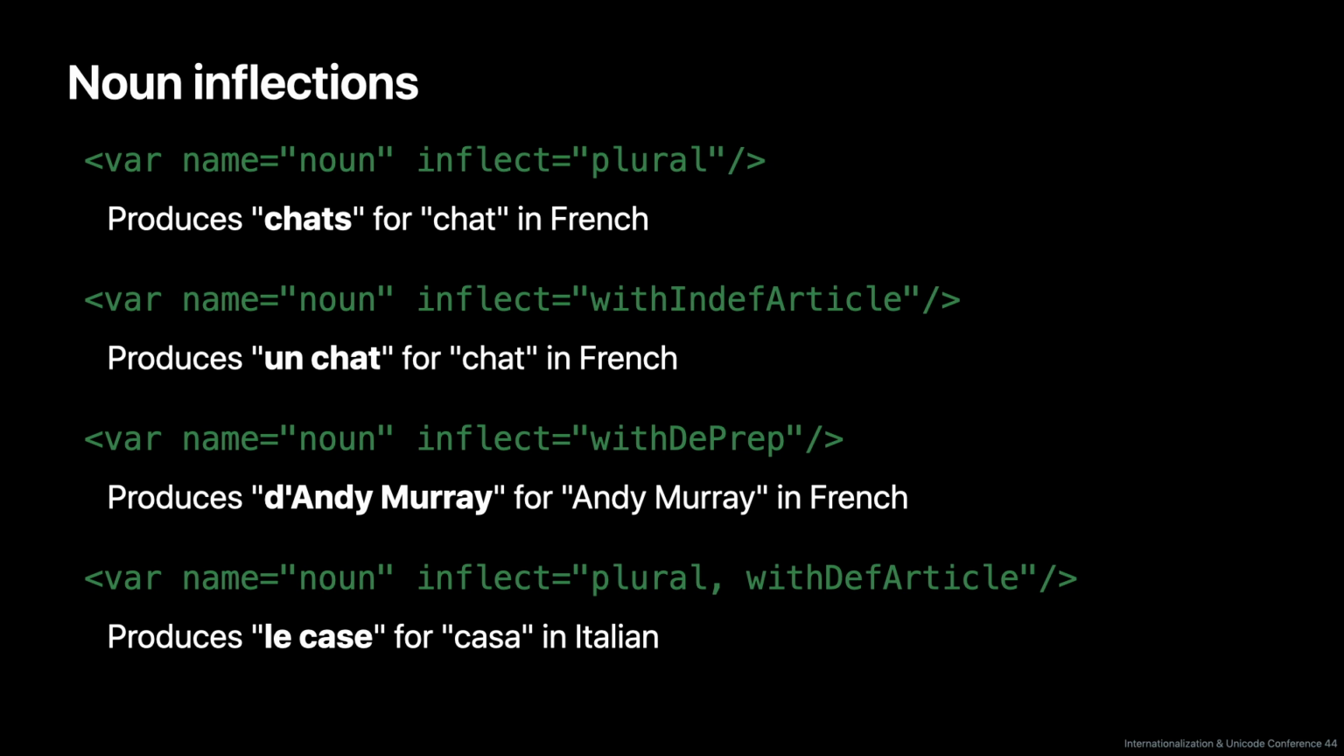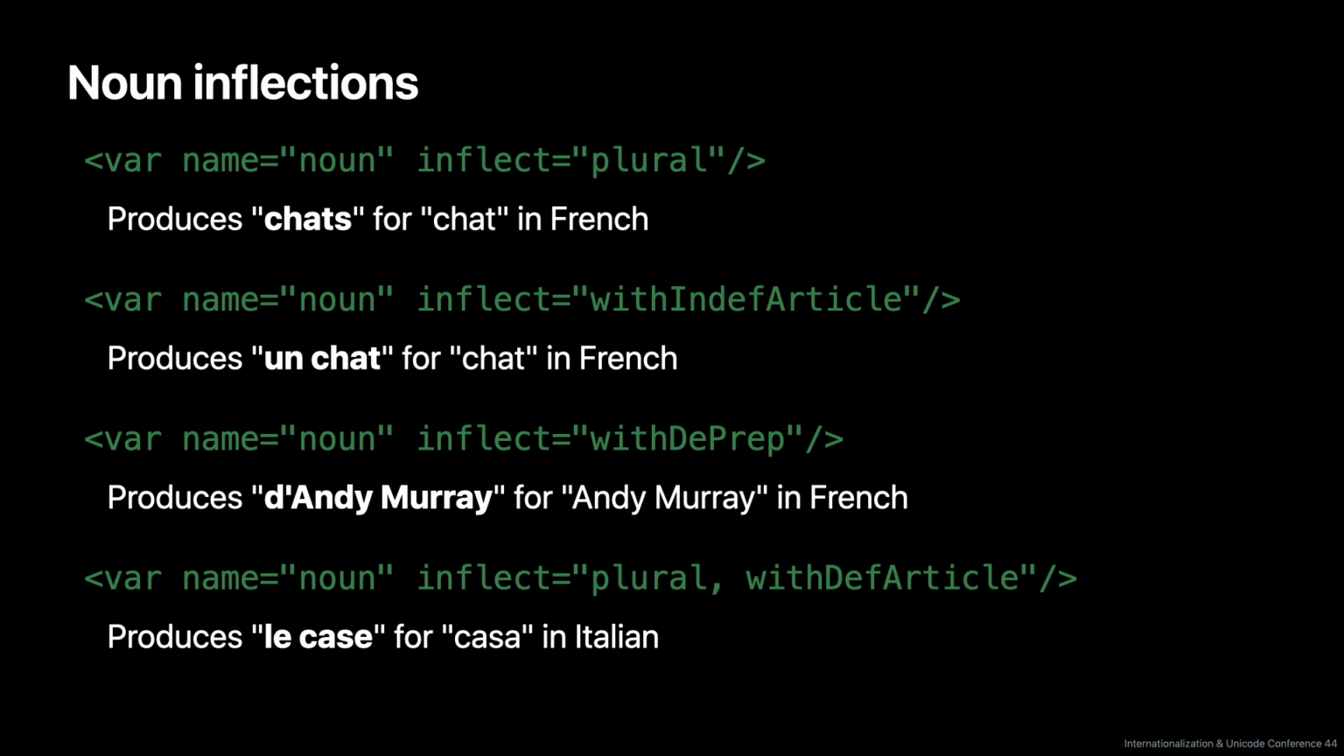Another example is with indef article that will add an appropriate indefinite article to the noun based upon attributes like the gender of that noun. So using the same French example, this would produce un chat. If the noun were feminine, then it would use une instead of un. There are also some morphological functions that are locale specific. So the with de prep is specific to French to decide whether to use de or d apostrophe based upon whether the noun starts with a vowel or not.